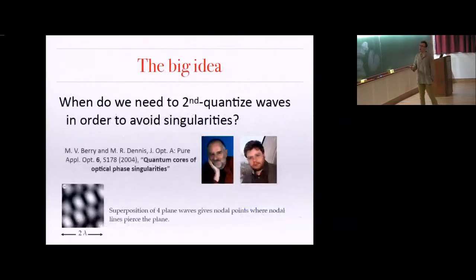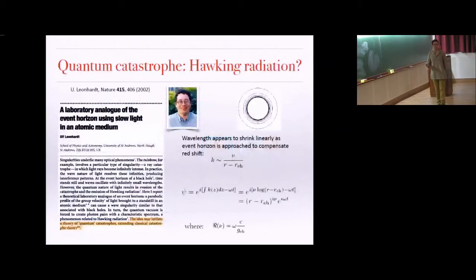And so this is getting into Michael Berry's territory, where he asked the question, when do we need to second quantize waves in order to avoid singularities? And he has the example where you have phase singularities, basically vortices in optical waves, where phase, again, breaks down, phase takes all possible values, and where the quantum vacuum should rule together. And he did this with Mark Dennis. So an example of this, which is close to the topic of the current, this fall to the center business.